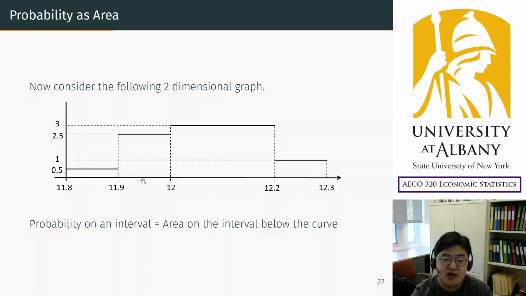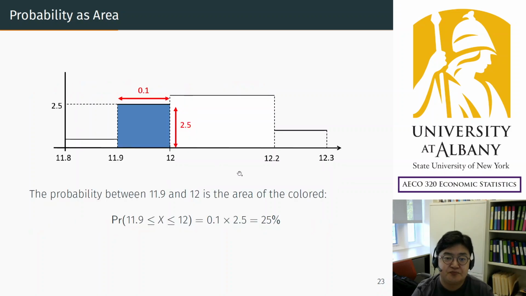And then how can you calculate that? It is not just length, but you need to take into account the height, right? So the area below the curve, below this line, is the probability. For example, this is how you calculate probability on this interval. On that interval, there is a square, a two-dimensional object. So you calculate the size of that object, which is like width times height. So probability is 25%.